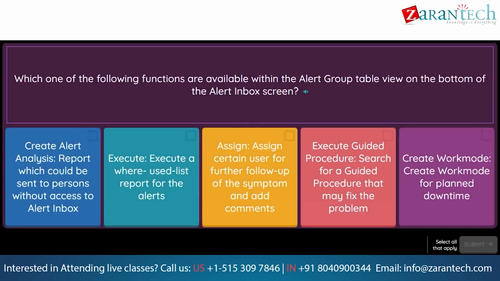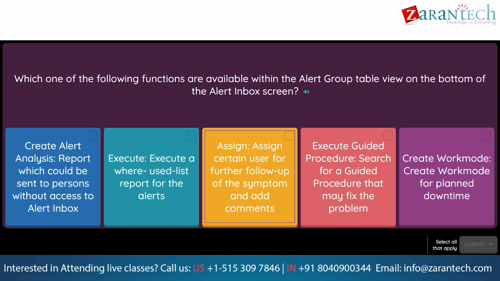Question: which one of the following functions are available within the Alert Group Table view on the bottom of the Alert Inbox screen? Option 1 Create alert analysis report which could be sent to persons without access to Alert Inbox. Option 2 Execute a where used list report for the alerts. Option 3 Assign certain user for further follow-up of the symptom and add comments. Option 4 Execute guided procedure, search for a guided procedure that may fix the problem. Option 5 Create work mode for planned downtime.